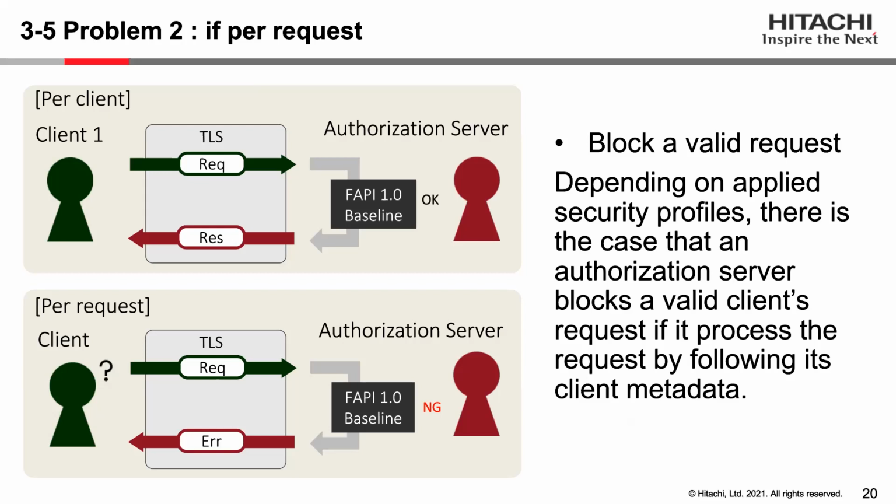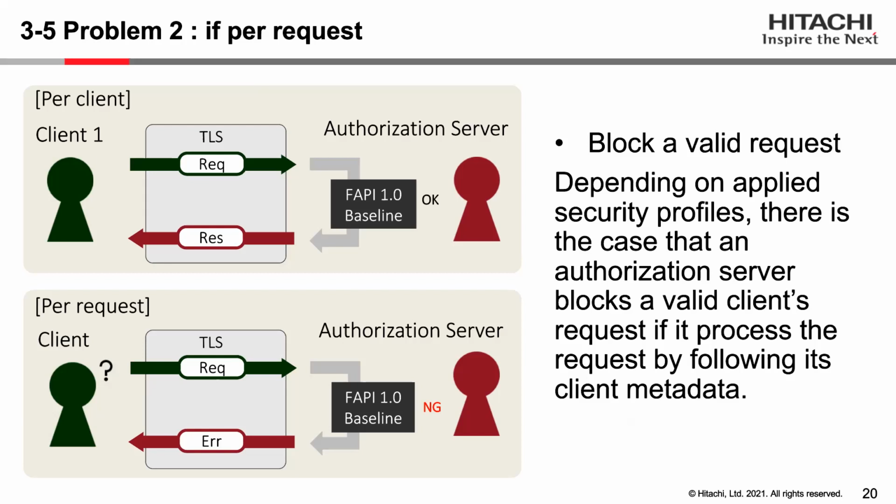The reason why this problem arises is that, as I mentioned at the beginning of the talk, the authorization server processes a request from the client based on its client metadata. And there are some client metadata that can meet the requirement by some security profile, but do not meet the requirement by other security profiles. I would like to talk about these problems later on in detail and also propose its resolution in the next part.